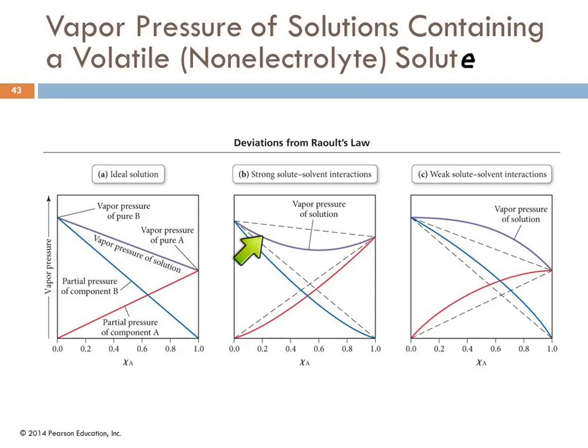And so what we see here is the points at the end are still the same, because here we have all A and here we have all B, and there's nothing for them to interact with. But as we increase the amount of A, it will begin to interact with B, and we see the actual vapor pressure of B dip down below the ideal. And so the vapor pressure of the solution, being the sum of these, dips significantly below the ideal.